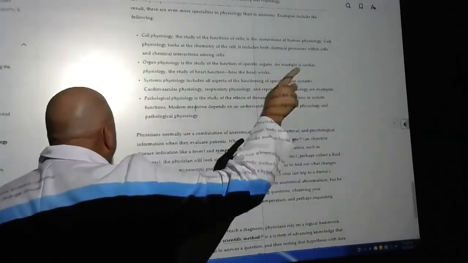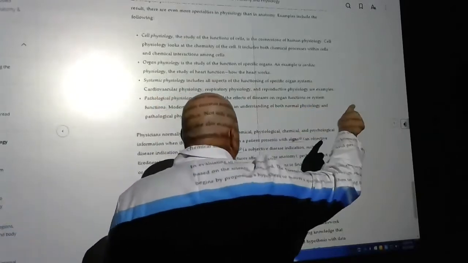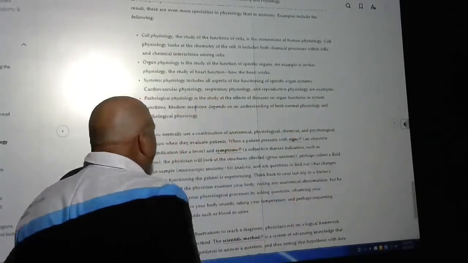Anytime we have disease, we look at signs or symptoms. Signs are an objective disease indication, like fever, while symptoms are subjective. So what's the difference between objective and subjective? Signs are objective: things you can actually measure, read, and write down. Symptoms are disease indications such as tiredness. Pain level is definitely subjective. People have pain, and they think a paper cut is a 10 on a scale of 0 to 10.